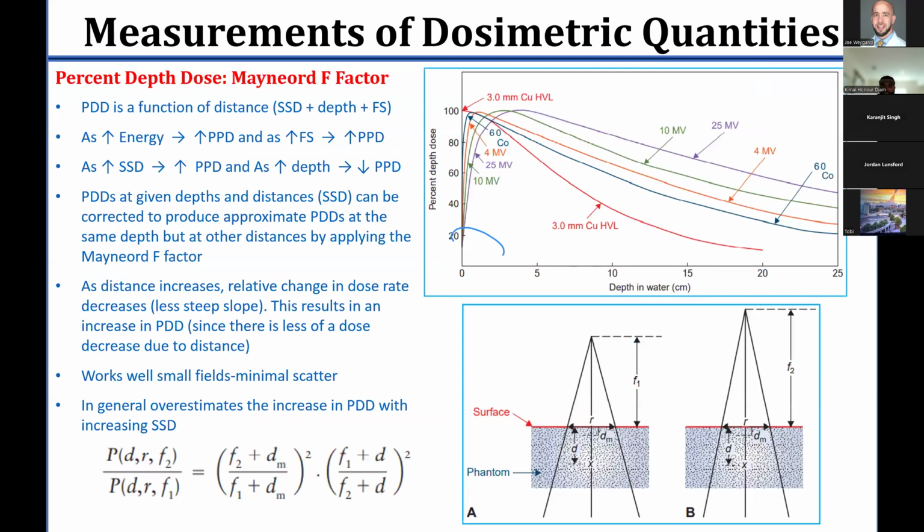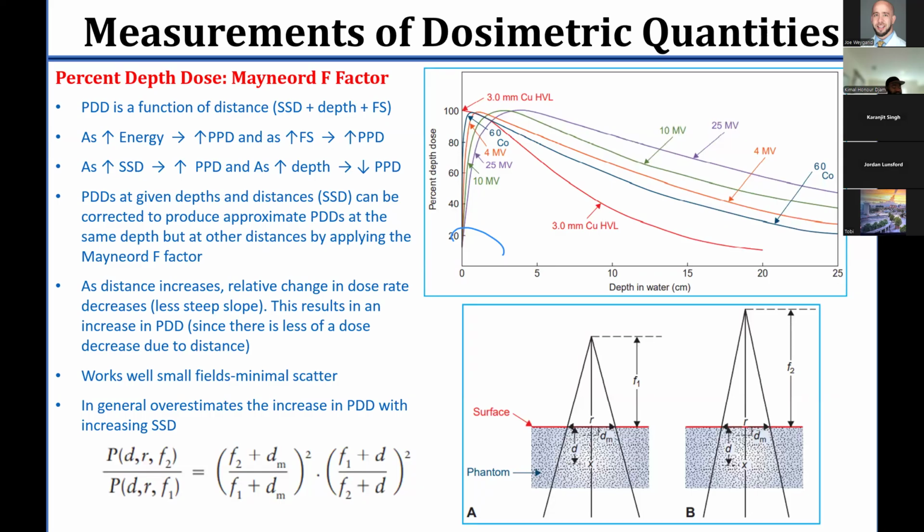Now, to round this off, remember, PDD is a function of SSD, depth and field size. When the energy of the beam increases or the field size increases, PDD increases. This is because a higher energy beam penetrates deeper. A larger field size results in more scatter contribution to the overall dose at depth.